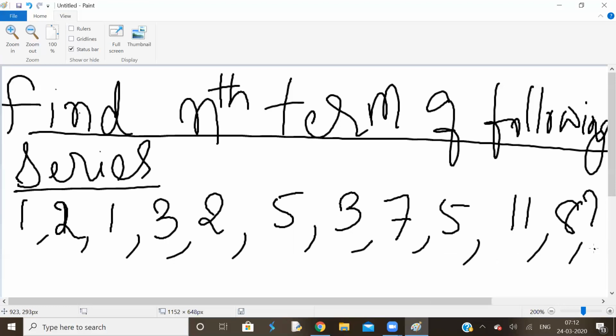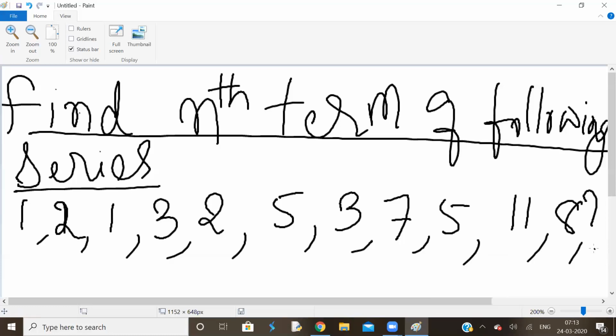If you closely observe it, you can find that the first term is a Fibonacci term, the second term is a prime term. So the series has alternately Fibonacci and prime terms. The terms at even positions are prime, the terms at odd positions are Fibonacci. For the nth term, if n is odd, it is a Fibonacci term. If n is even, it is a prime term.